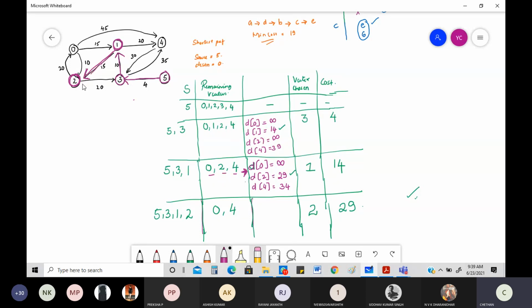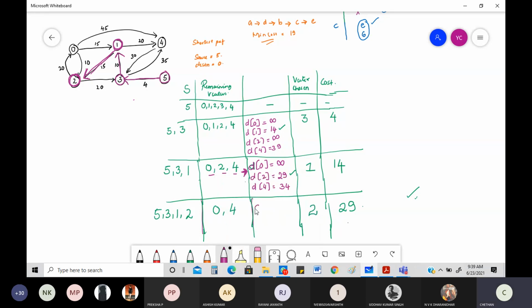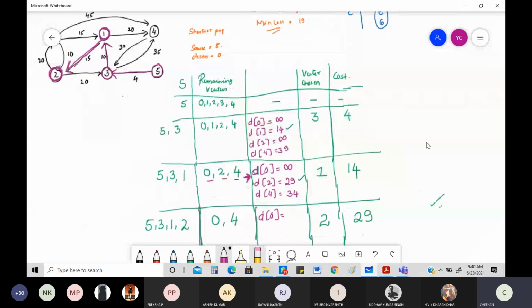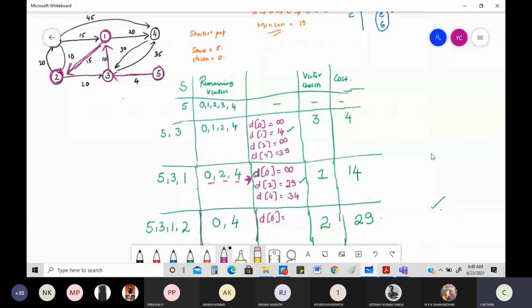Okay, from 2, what will people think now? What is the next thing? So what is the distance with regard to 0 now? Can I figure that out? Yes, I can figure out the distance with regard to 0. From 2, can I go to 0? Yes, I can go directly to 0.